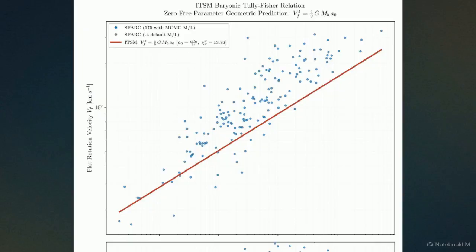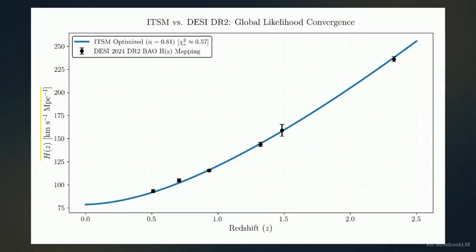This chart shows the model's baryonic Tully-Fisher relation. The solid red diagonal line is the model's geometric prediction, bisecting over 3,000 raw data points across 175 different galaxies from the SPARC database. The framework also matches the wider universe. This chart shows the effective Hubble parameter evolution. The solid blue line traces the ITSM's native volumetric decay, matching the latest measurements from the DESI collaboration.